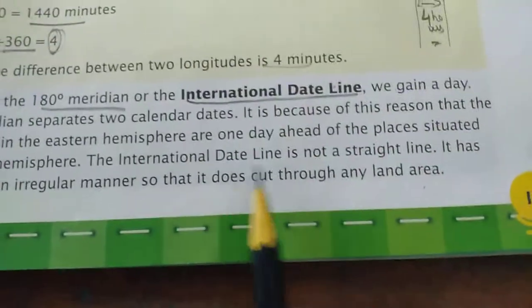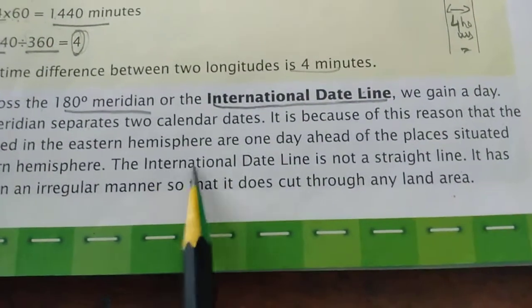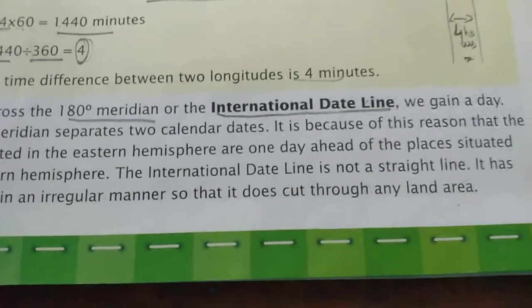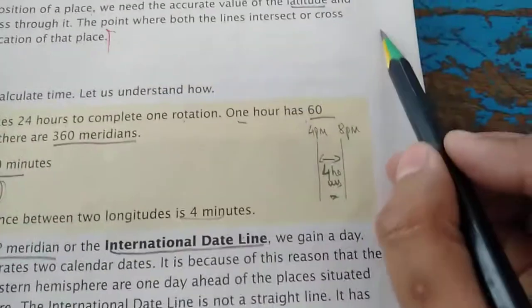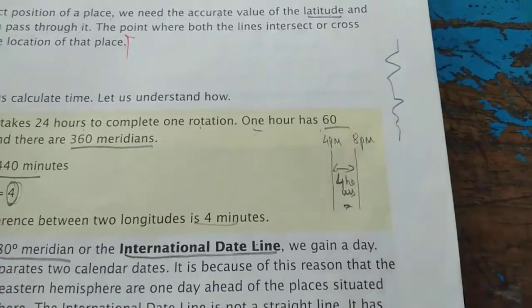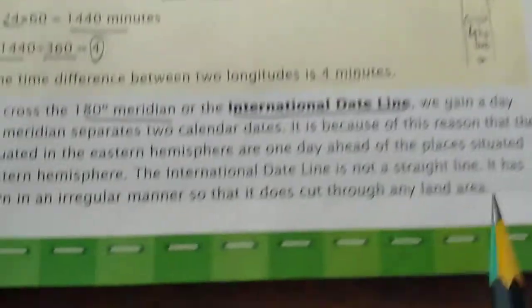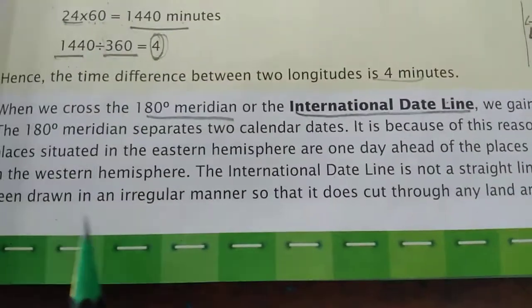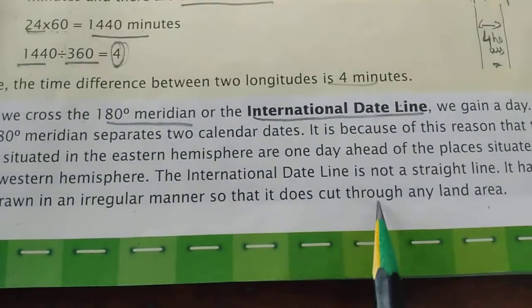The international date line is not a straight line. It is in a zigzag position. For example, like this, zigzag position. It is not a straight line. It has been drawn in an irregular manner so that it does not cut through any land.